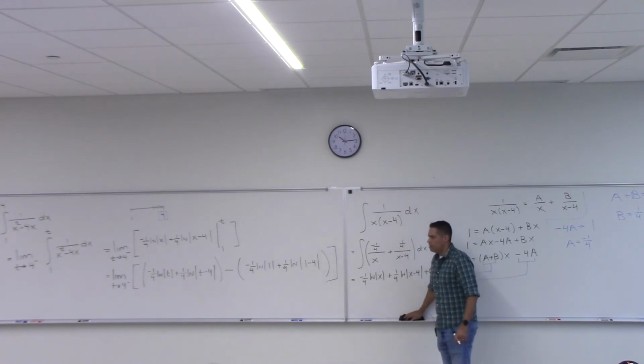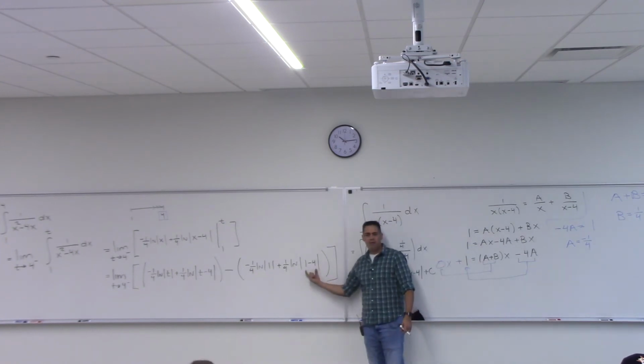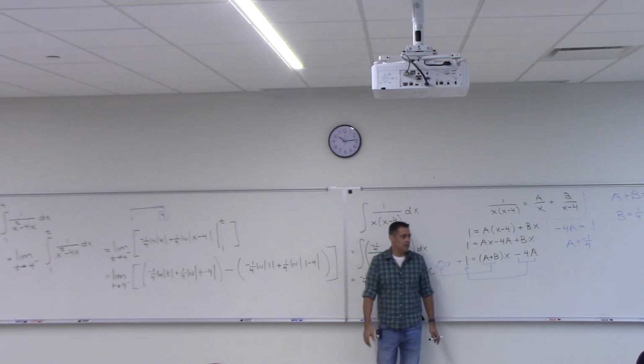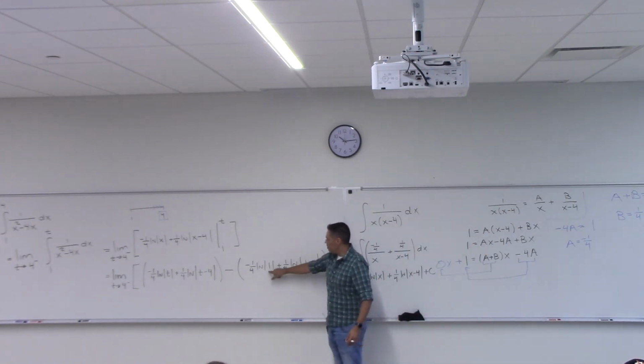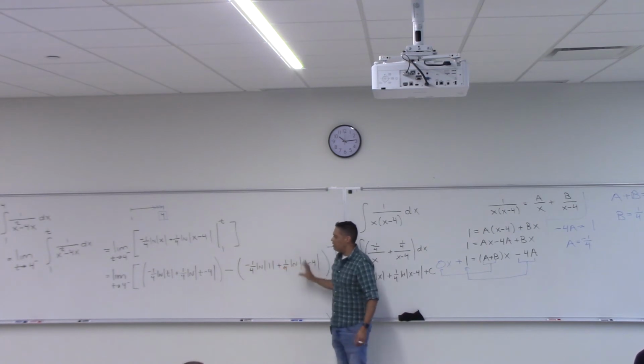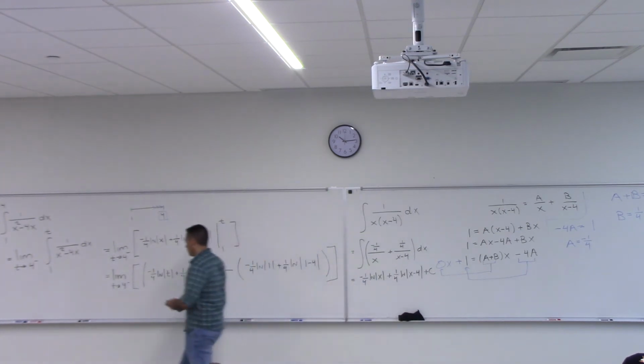Do y'all see how important that absolute value is now? Right here? 1 minus 4, negative 3. Absolute value makes it positive 3. Then you can plug it into the log. Natural log of 1 is 0, right? So this is all good here, right? We just got to figure out what's happening here.